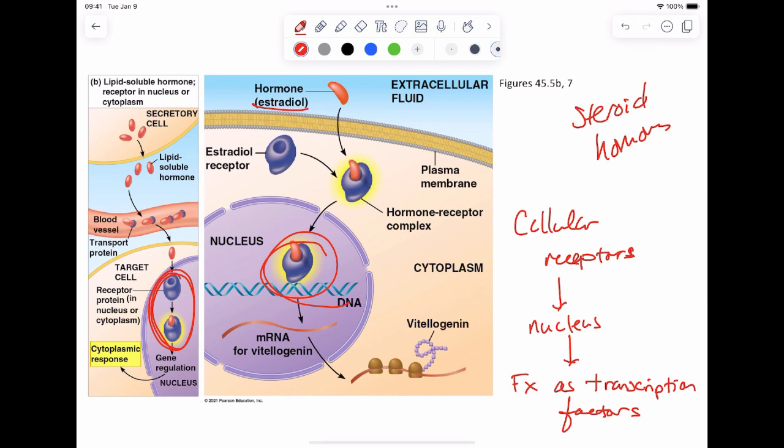Oh, you've heard that one before. Estradiol. You know it as estrogen.